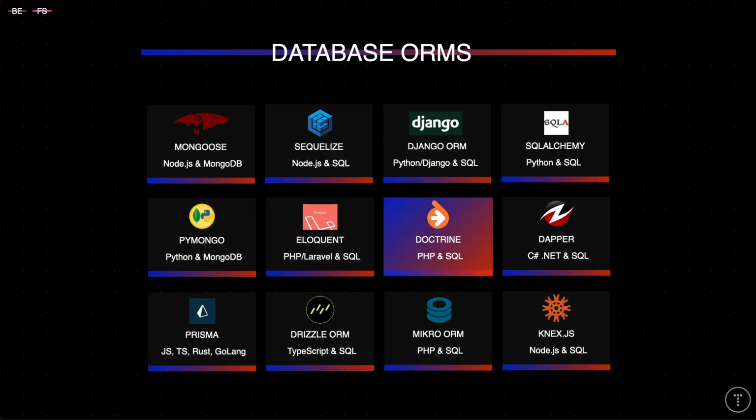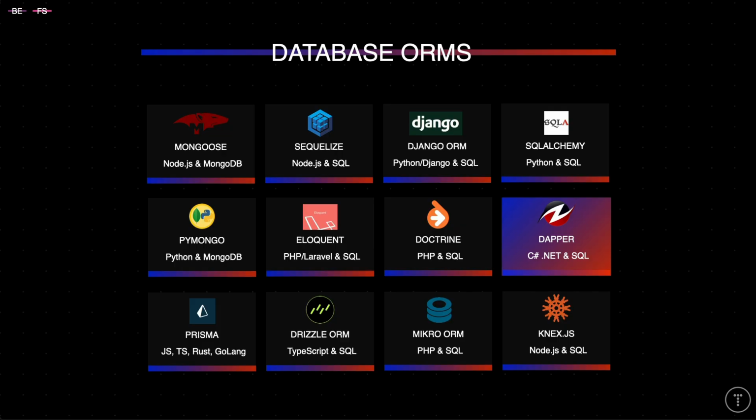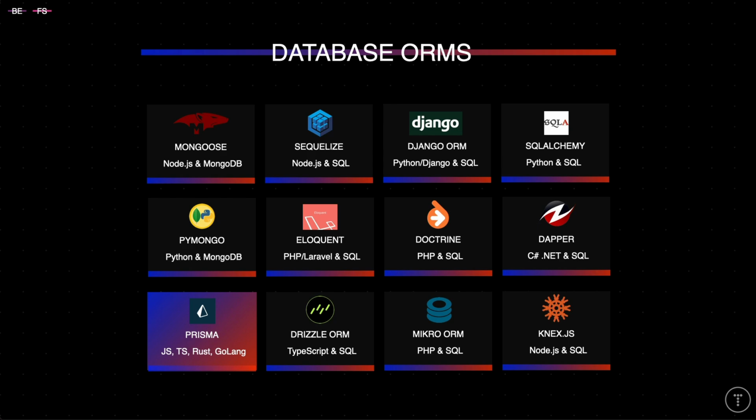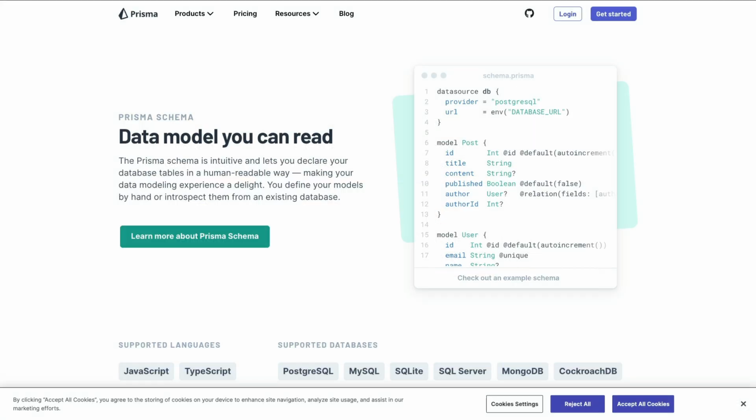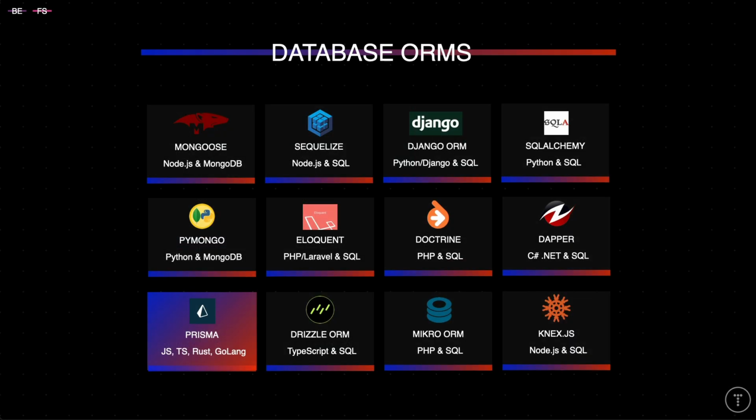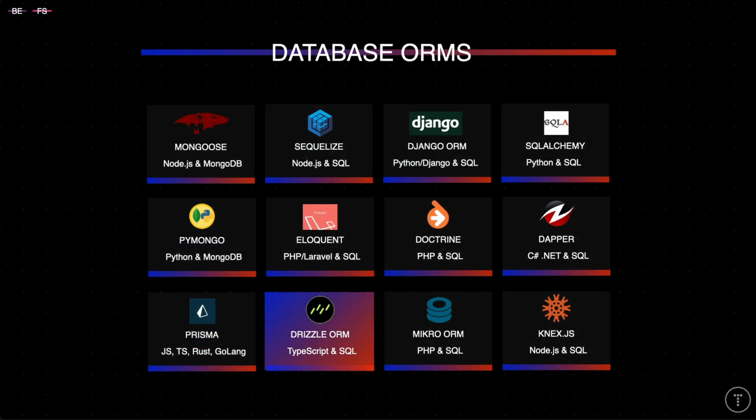Doctrine is another ORM for PHP that supports SQL databases. Dapper is an ORM for C# and .NET, very popular, used by a lot of big companies. Prisma is a TypeScript ORM with an intuitive data model. It has automated migrations, type safety. It lets you declare your database tables in a more human-readable way. And you can use it with JavaScript, TypeScript, Rust, and I believe you can use it with Golang. So Drizzle ORM is another TypeScript ORM that you can use in SQL-like syntax, or the Queries API, which is a more Sequelize or Mongoose-like syntax.